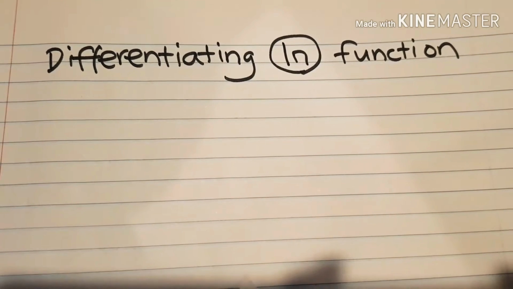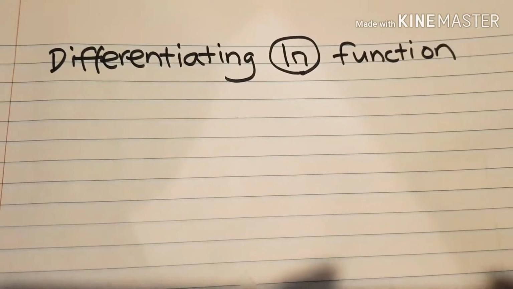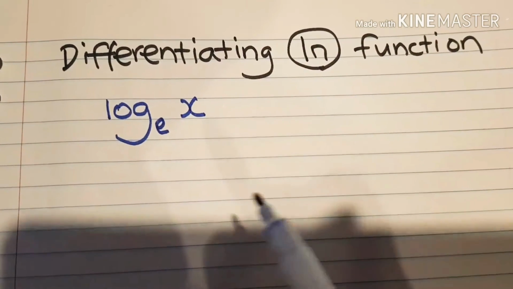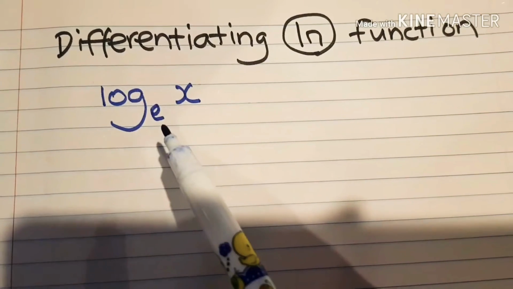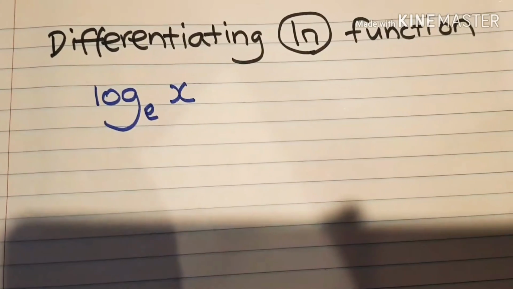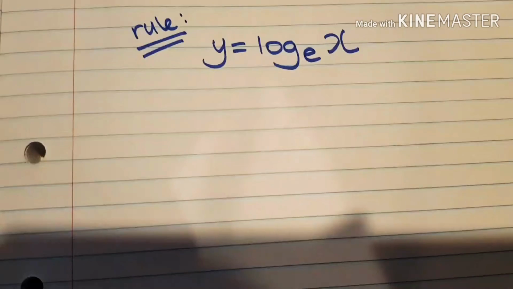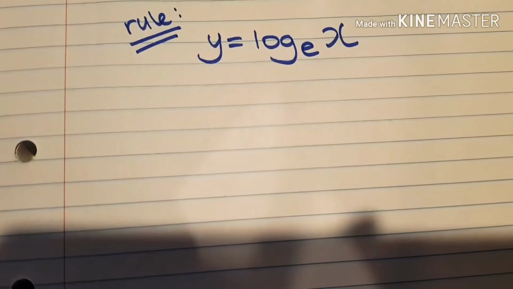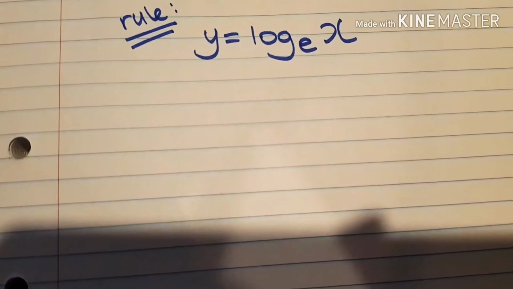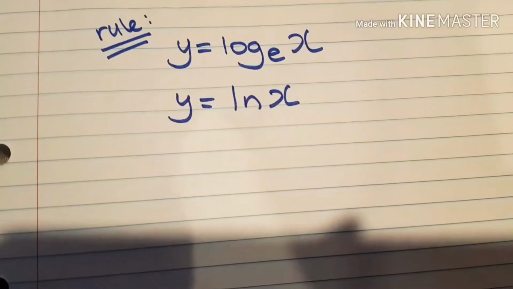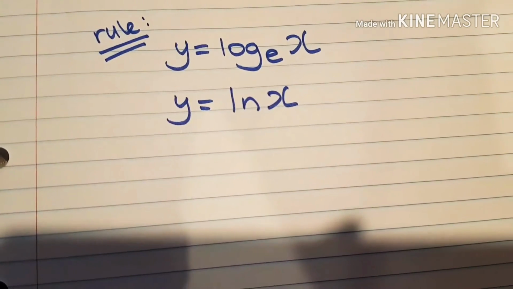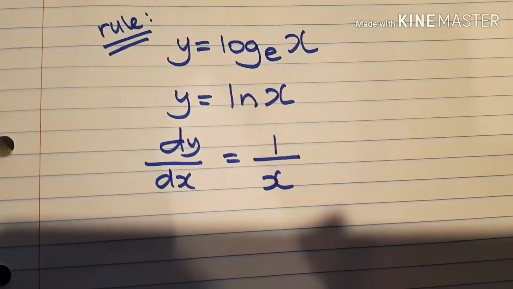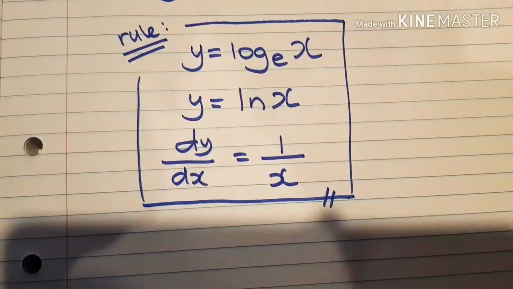Today we're going to learn about differentiating a ln function. A ln is a natural log. When we have a logarithm with the base e, this is equivalent to ln x. So in the question, if you see y is equal to log base e of x, you can easily change it to y equals ln x. And if you differentiate this ln x, the natural log, it will be 1 over x.